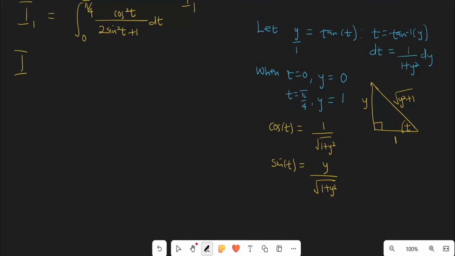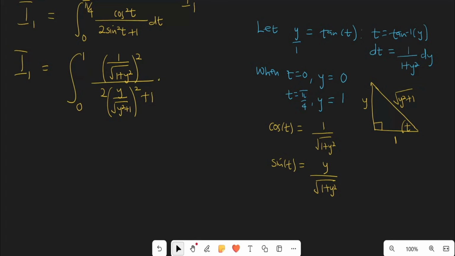So the integral I1 is equal to the integral from 0 to 1 now, in the y world, of cosine square of t. Cosine of t is 1 over the square root of 1 plus y squared, squared, divided by 2 sine square of t. Sine of t is y over the square root of y squared plus 1, and this one is squared as well. And now plus 1, multiplied by dt. dt is 1 over 1 plus y squared dy.